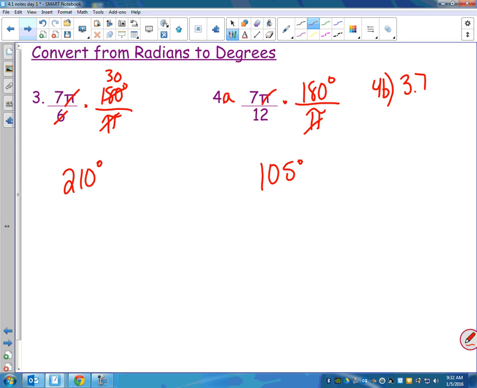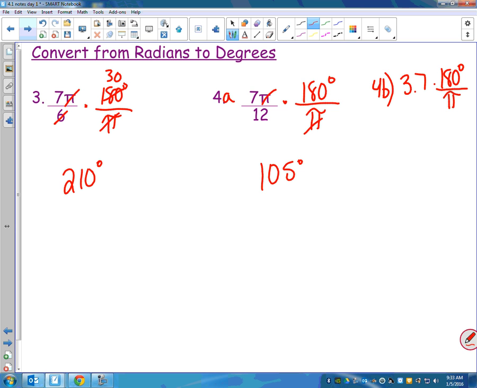People think, well, that's not a radian because it doesn't have pi in it. But it is a radian because there's no degree symbol after it. A radian can be any number, so no degree symbol means it's a radian. And I'm still going to do the same thing. I'm going to multiply by 180 degrees divided by pi radians. But the pi's don't cancel out this time, which means with a decimal radian to start with, we're going to have a decimal, ugly degree answer.